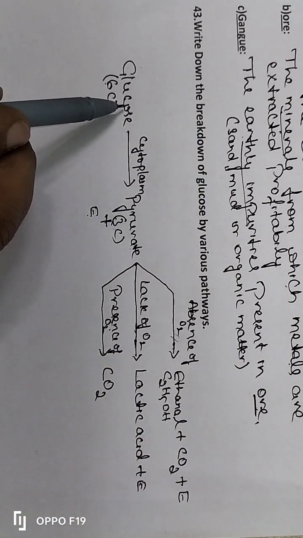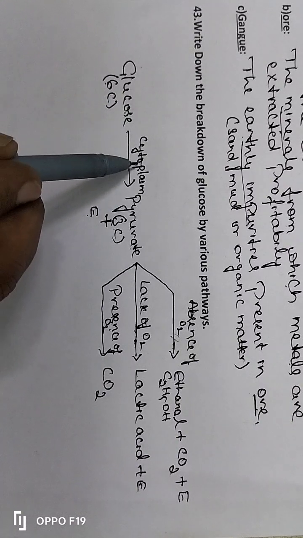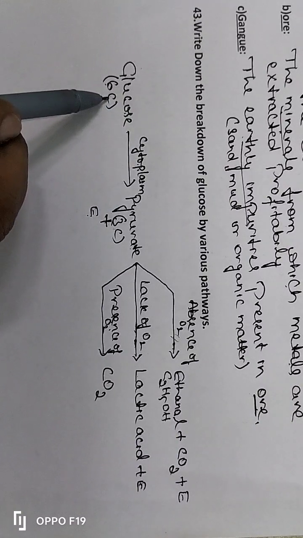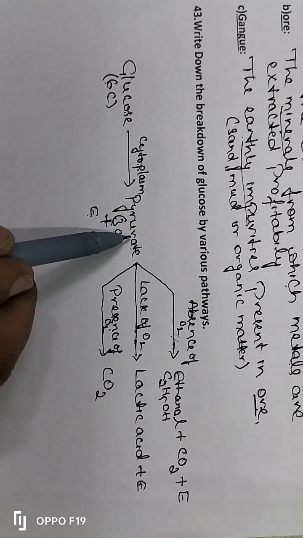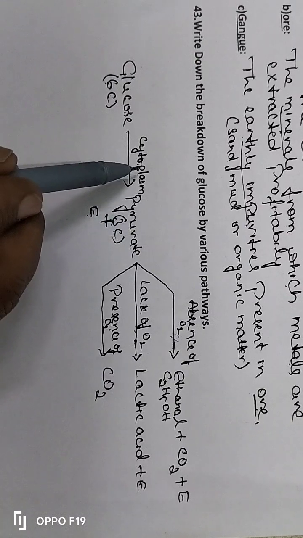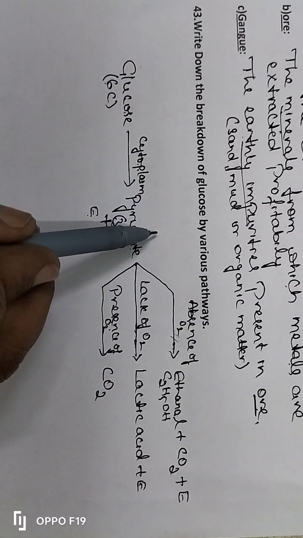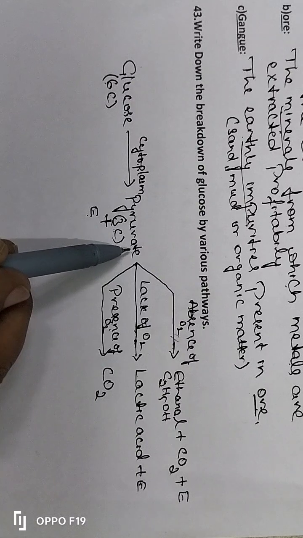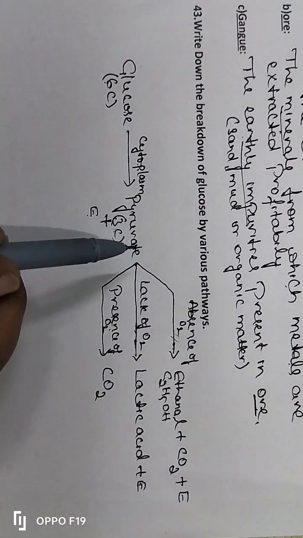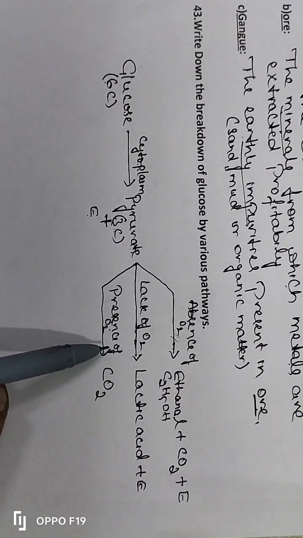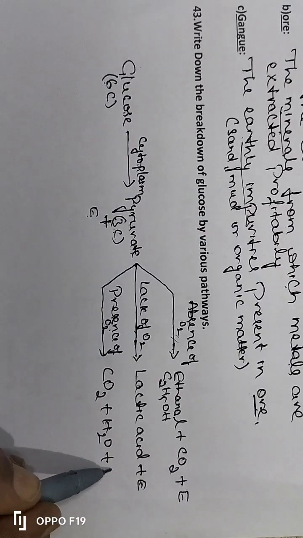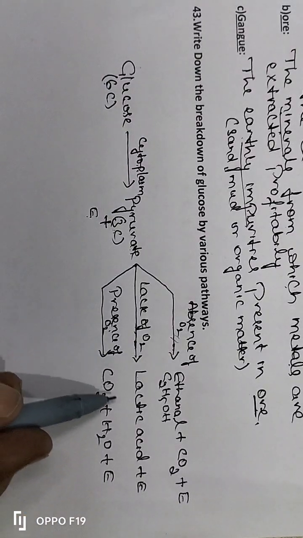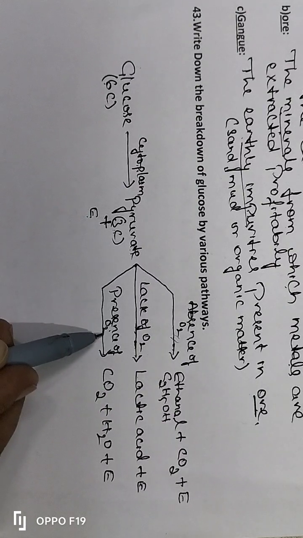So first, what happens in our body? Glucose in the cytoplasm of a cell, which is a 6 carbon molecule, is converted into pyruvate, which is a 3 carbon molecule. Then the pyruvate moves from the cytoplasm into the mitochondria. In the mitochondria, pyruvate is converted into carbon dioxide plus water, and 32 ATP of energy is released in the presence of oxygen.